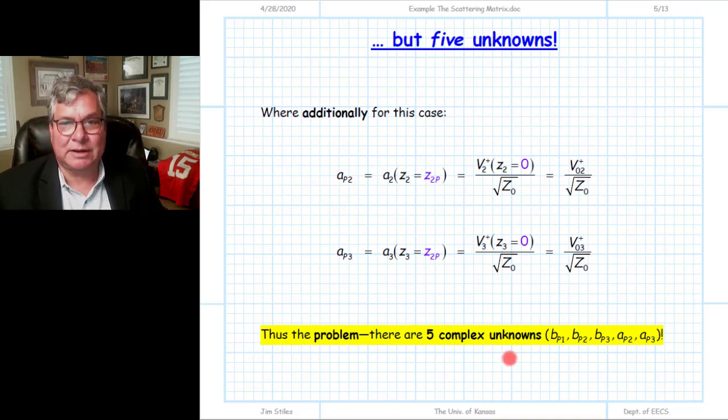Now, what about the other incident wave, the one at port 1, AP1? Remember, that is the independent variable that we're trying to find the answer in terms of. So that's our source value. It's not an unknown, it is an independent value. We're trying to find B2, for example, in terms of that A1. So we have 5 unknowns that we're trying to find in terms of the one independent value, AP1.